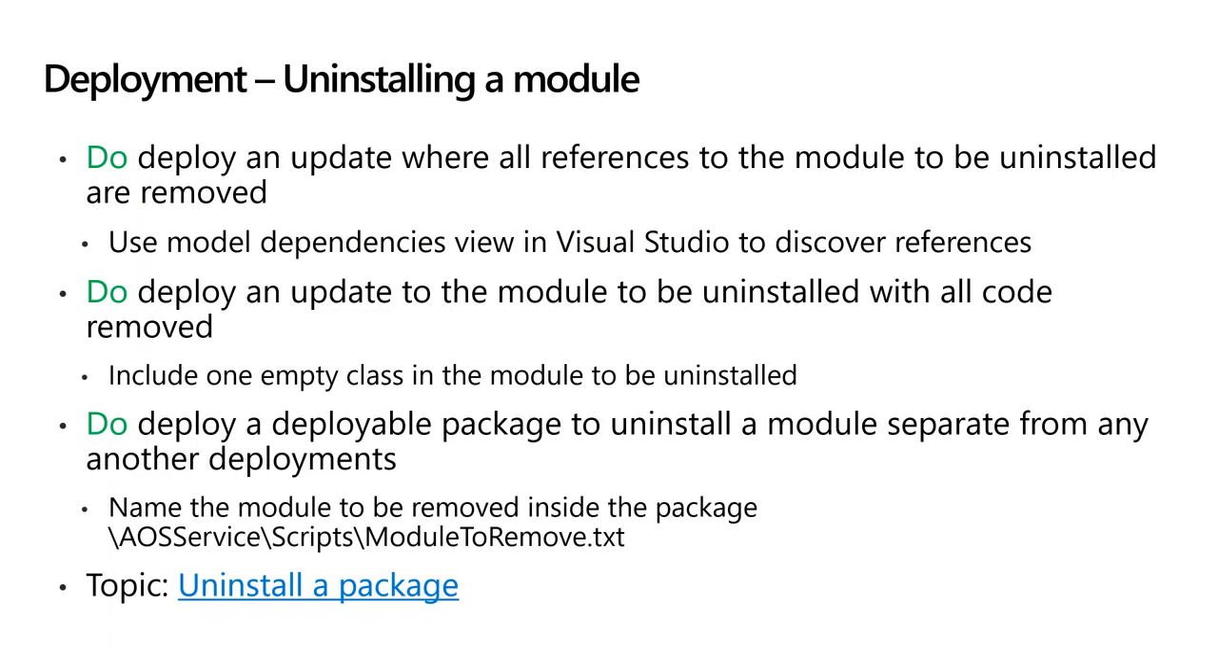And then the final step is to follow the documentation instructions. You create a text file and you put it in the deployable package, and the text file contains the name of the module to be removed. And then you install that deployable package and it will remove it. But the first thing to do is make sure it's not used by any of the code that's still there.